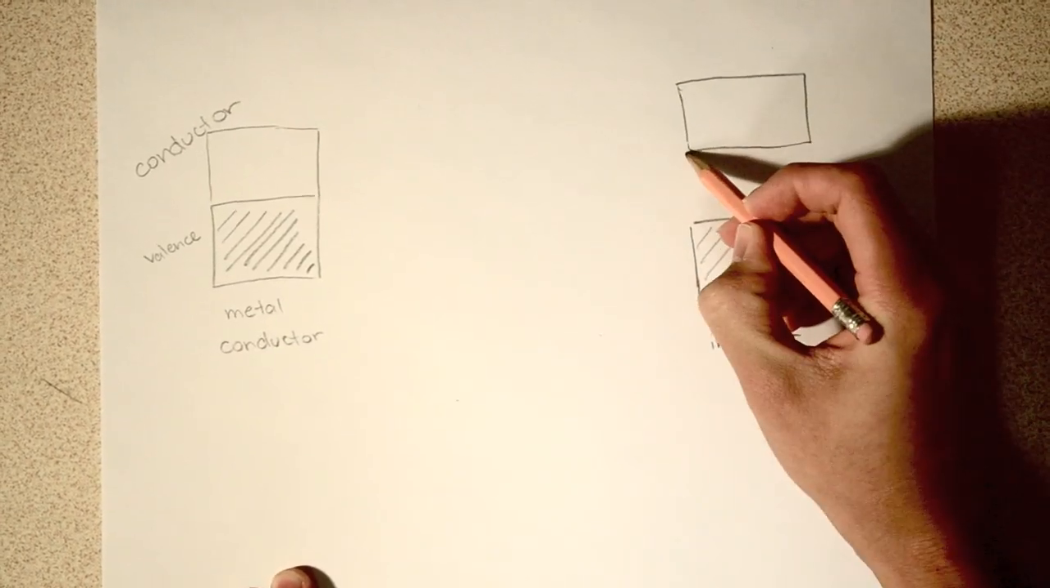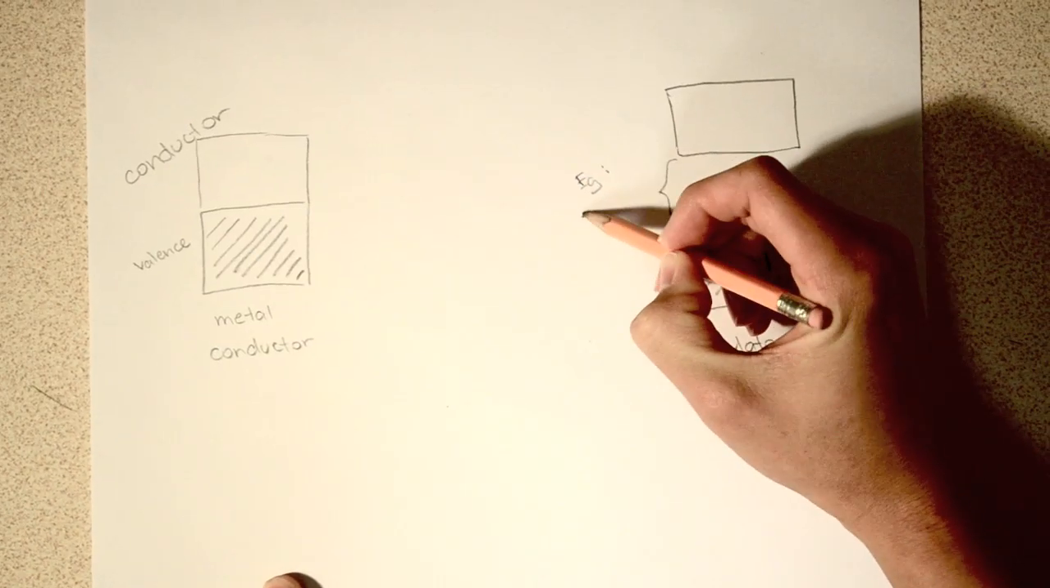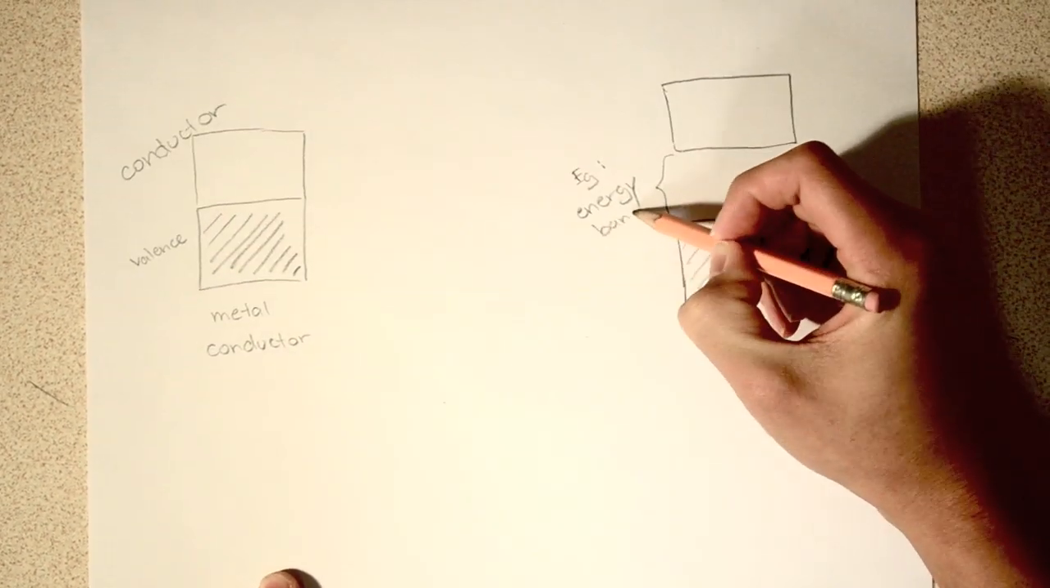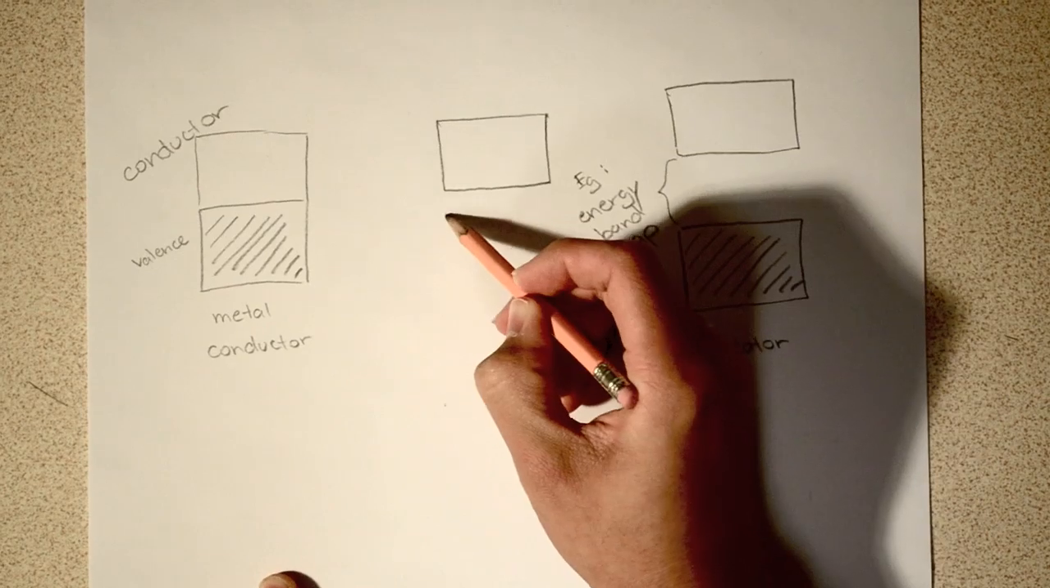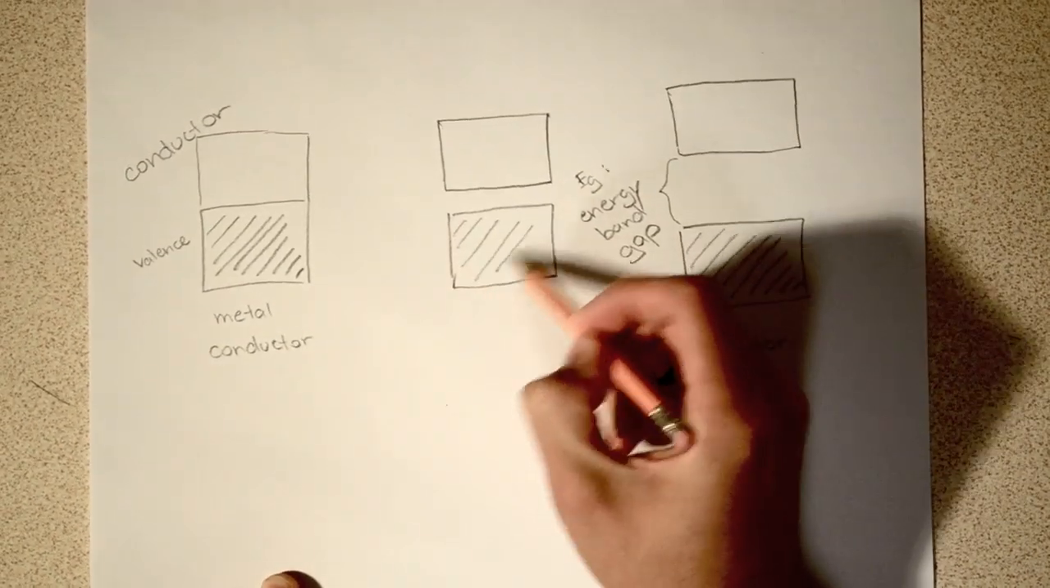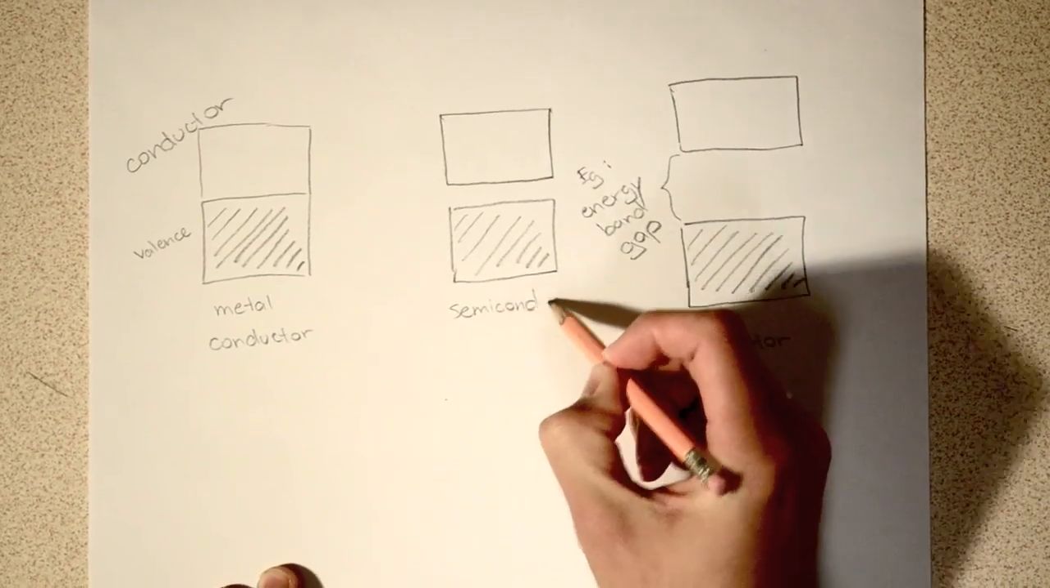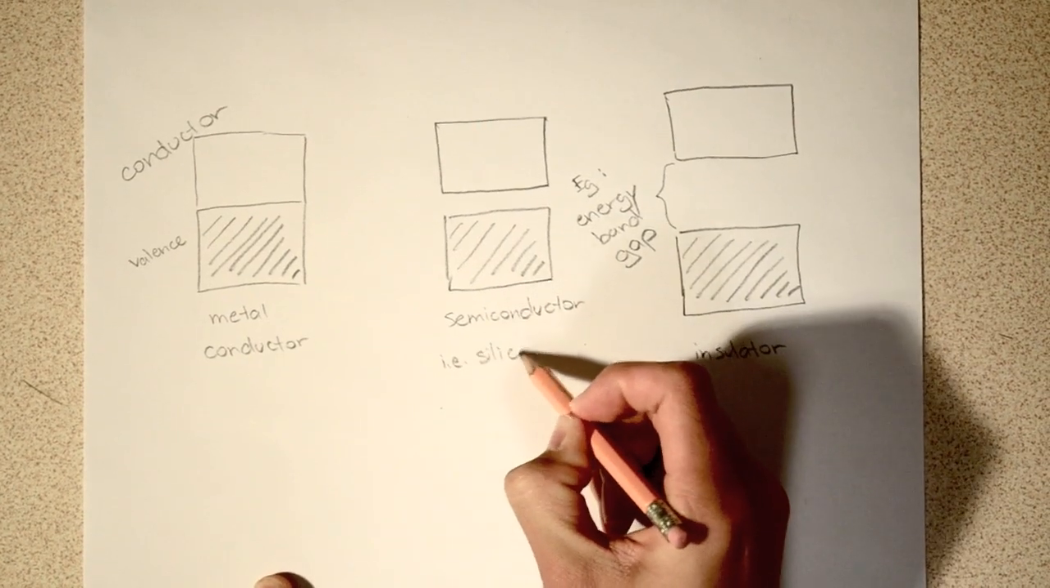Insulators have a large band gap between the valence band and the conduction band. There must be a high input energy to excite an electron from the valence to the conduction band. Semiconductors represent the middle ground. They have a band gap, but it is not as severe as in an insulator. A typical semiconductor band gap is around 1 electron volt. Silicon's band gap is 1.2 eV.